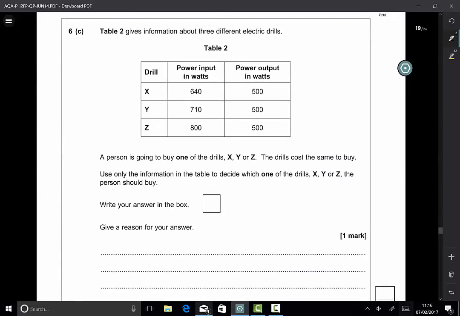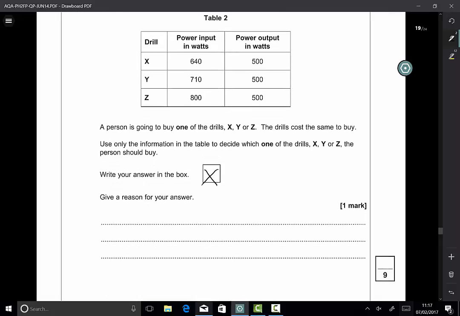Okay, moving on. We've got information about 3 different electric drills. We've got a person going to buy one of the 3 drills. The drills cost the same. You use the information to decide which one the person should buy. So, all of them have the same power output. That makes it easier to compare. So, all of them are going to be producing the same amount of energy usefully. But our input's going to be different. So, we want the one with the lowest input because that's going to save us the most money. So, that's X.